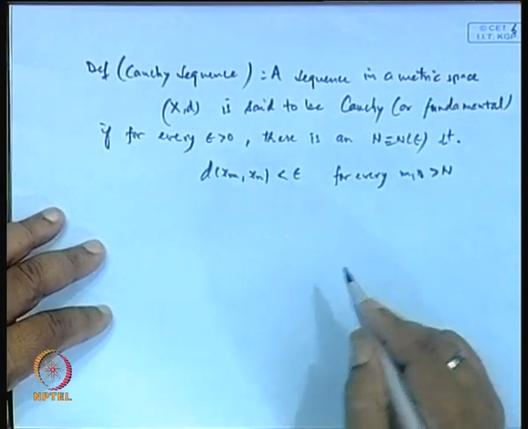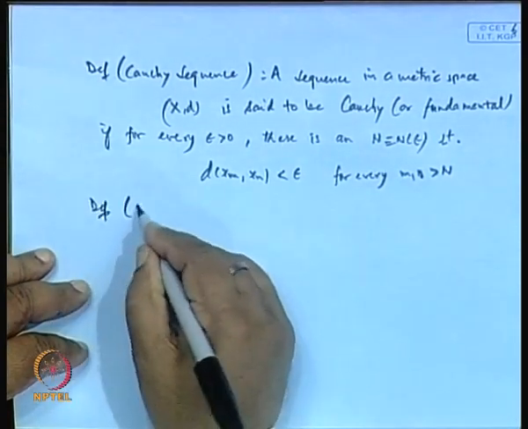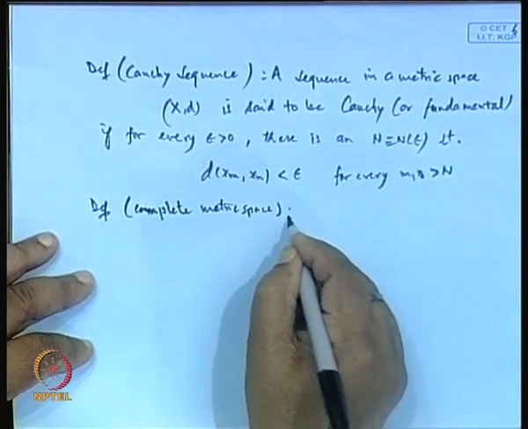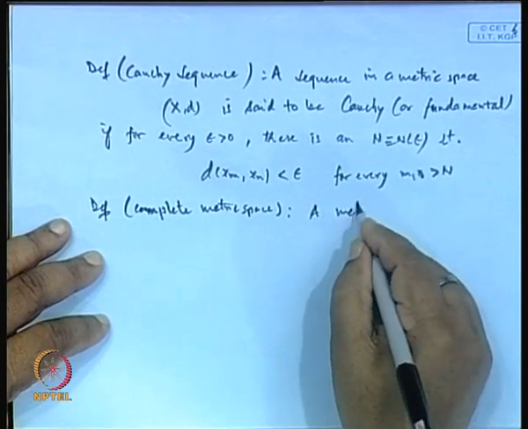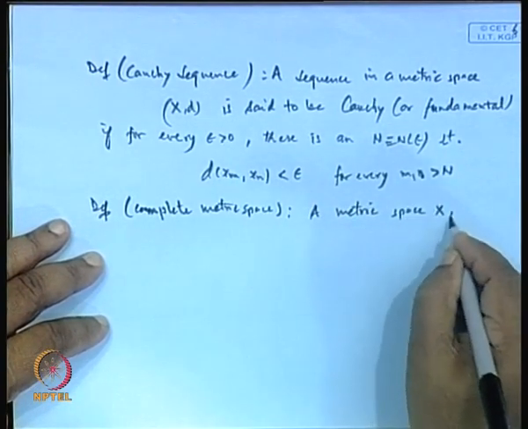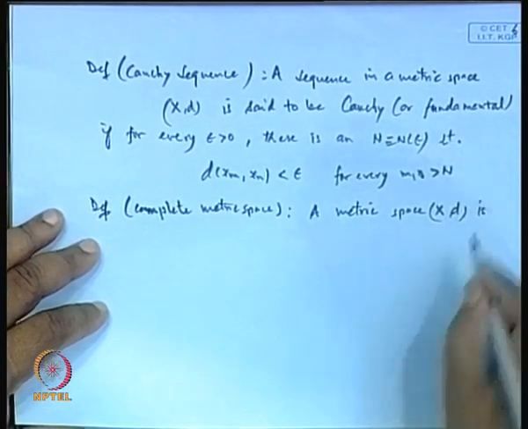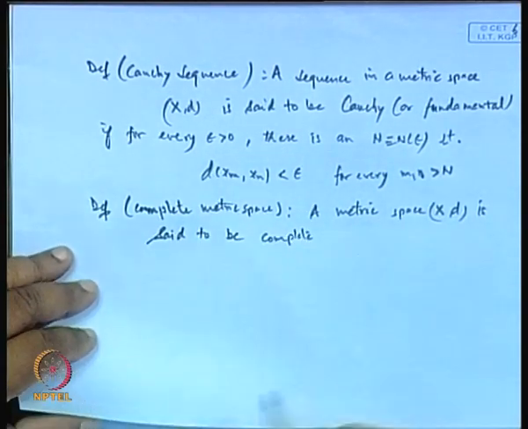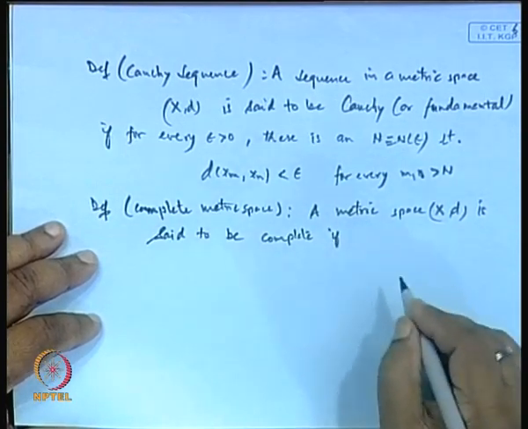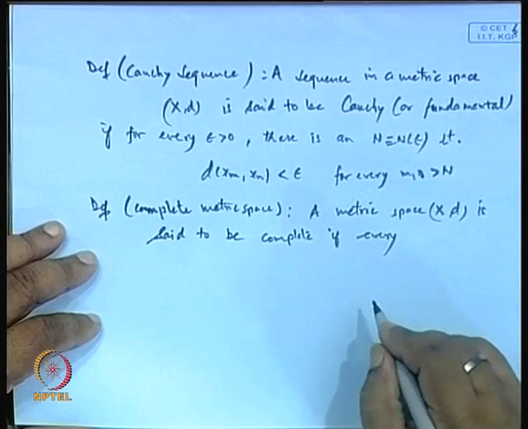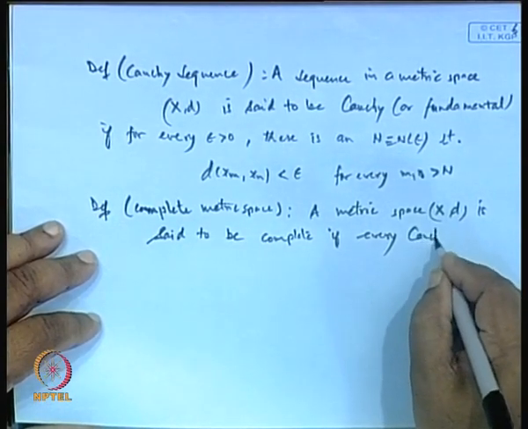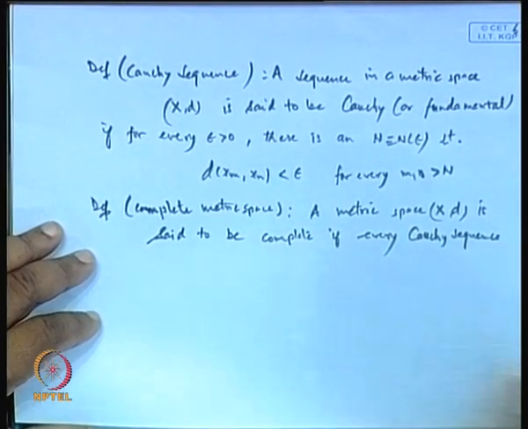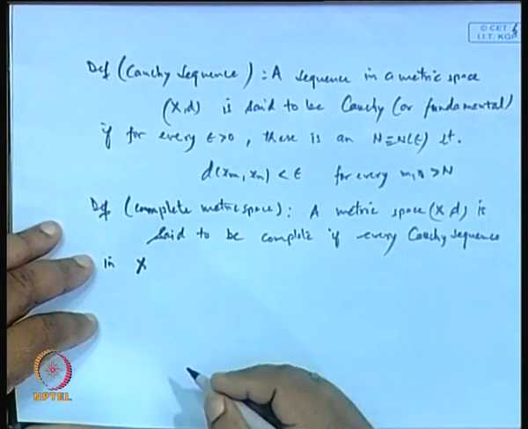Okay. And the space X is said to be complete. So, definition of a complete metric space: a metric space (X, d) is said to be complete if every Cauchy sequence in X converges.